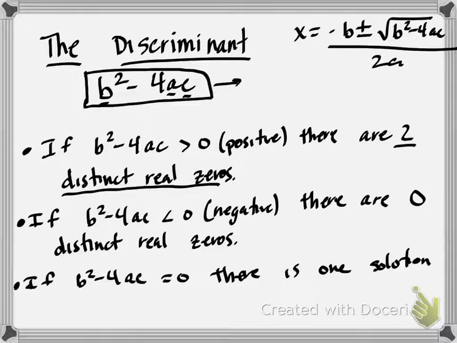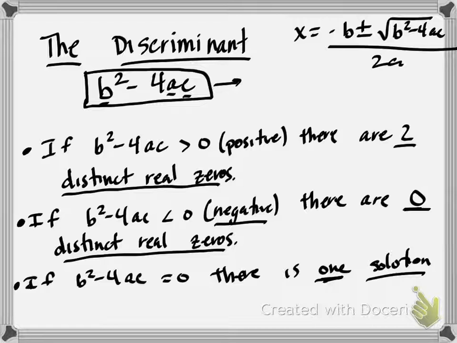The other possibility is if b squared minus 4ac is less than 0, or negative. When I plug in all this stuff and solve it out, if it comes out negative, then there are 0 distinct real zeros or solutions. Zeros and solutions are the same thing. And if b squared minus 4ac is equal to 0, then there is one solution to the problem.